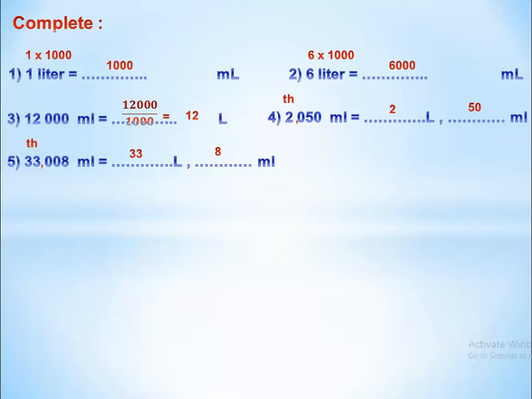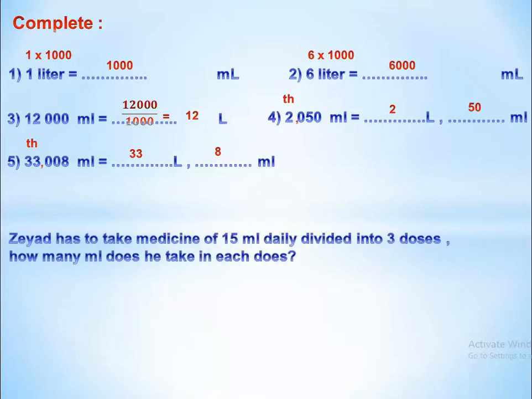and 8 milliliter. Ziad has to take medicine of 15 milliliter daily. Divided it into 3 doses. How many milliliter does he take in each dose? Okay, here we have 15 milliliter. We are going to divide into 3 doses. Okay, we know division from third primary. To divide, let's search on number which multiply by 3 to get 15. It will be 5 milliliter.